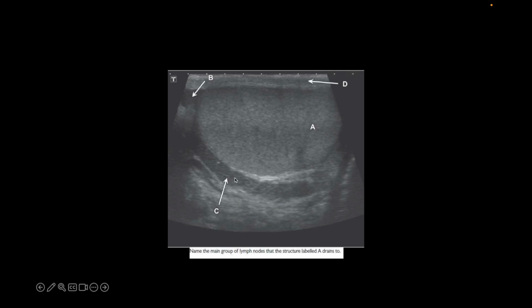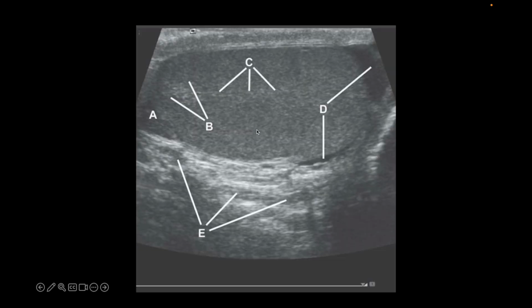This is what the epididymis looks like. It's far more obvious on this image. C is the epididymis. So the head is here, which is B. The head of the epididymis comes into the body, and then the tail is down here at the inferior pole of the testicle. And then D, remember, is the scrotum because the probe is here.